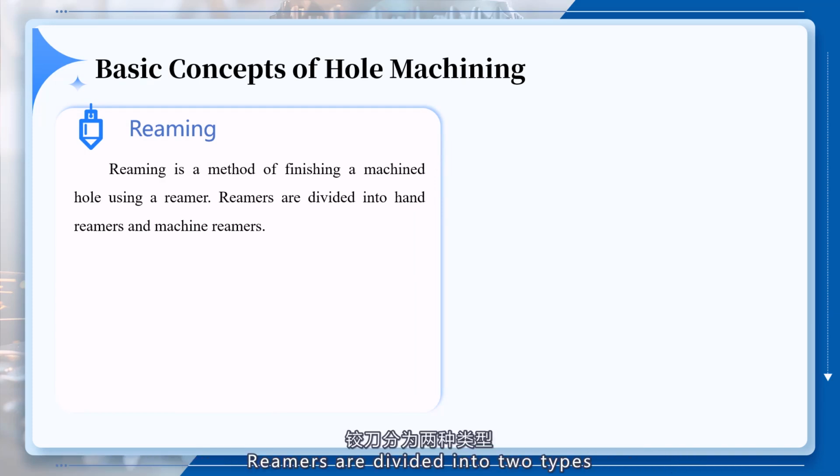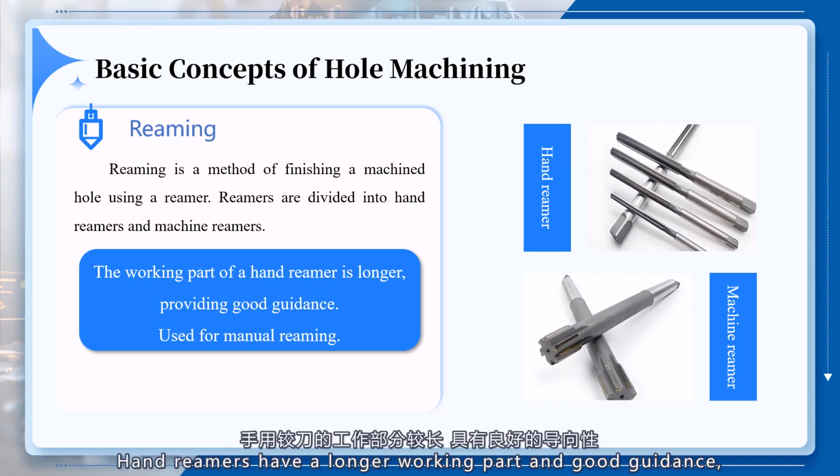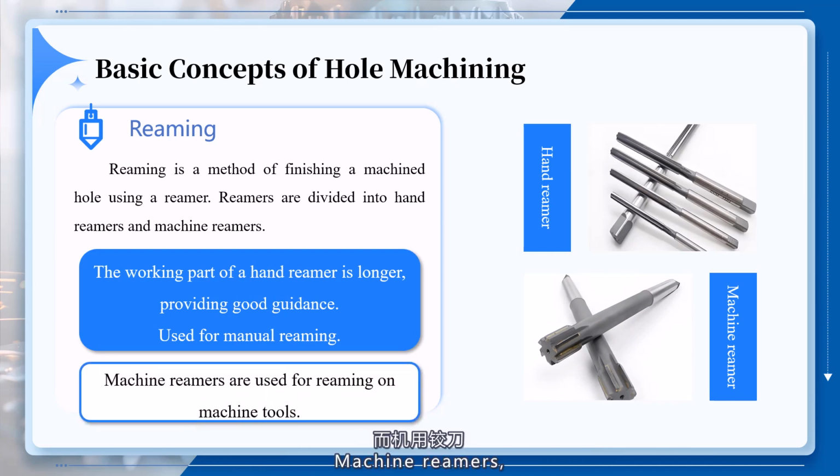Reamers are divided into two types, hand reamers and machine reamers. Hand reamers have a longer working part and good guidance, making them suitable for manual reaming. Machine reamers, on the other hand, are used for reaming on machine tools.